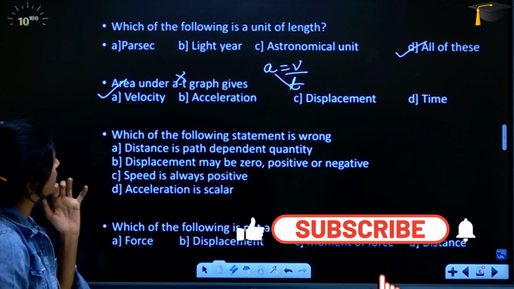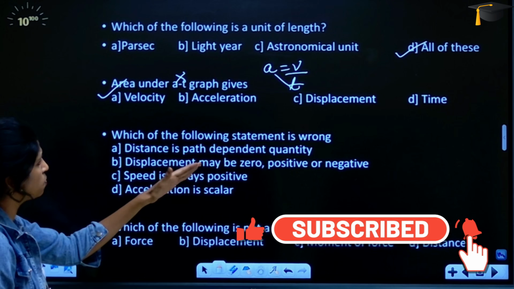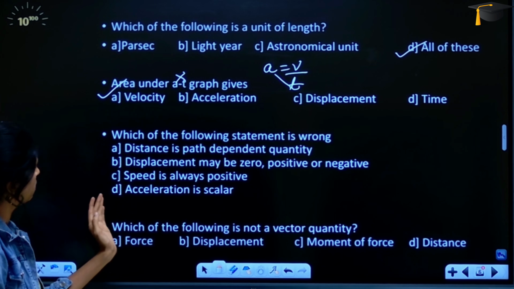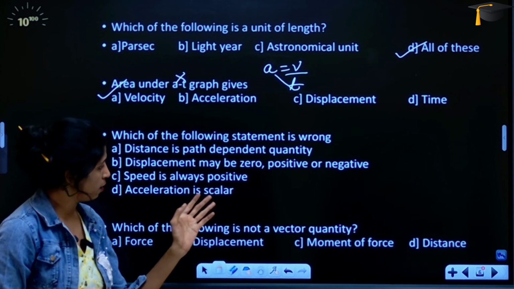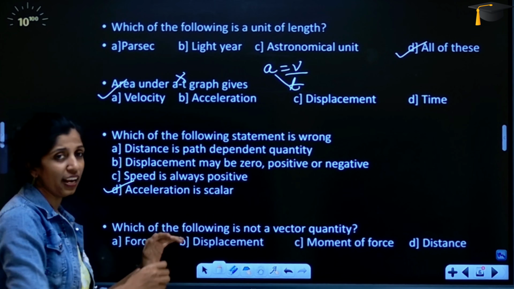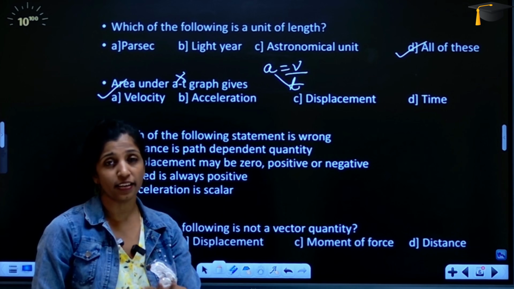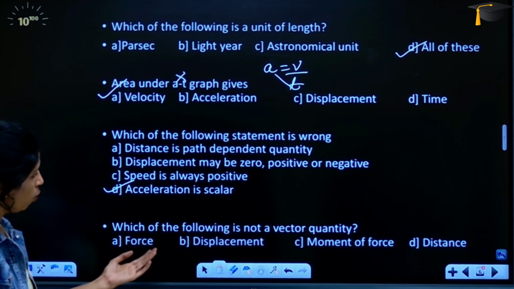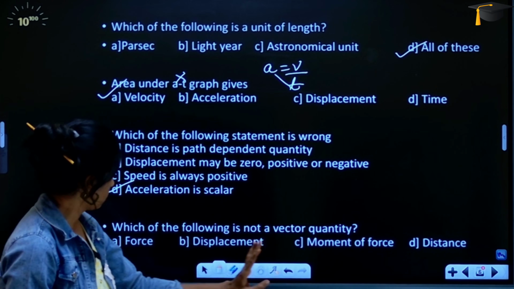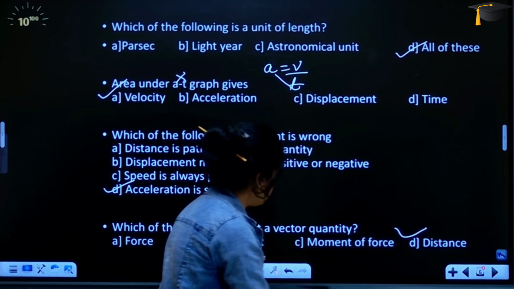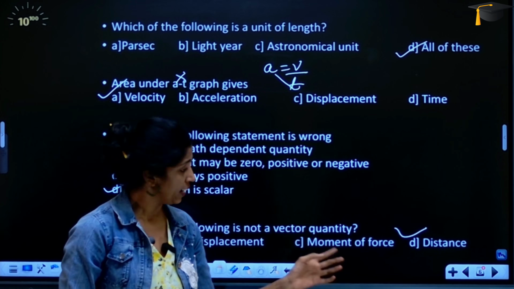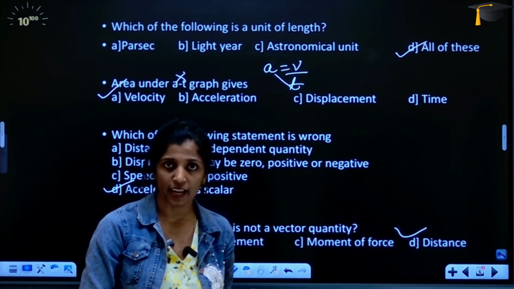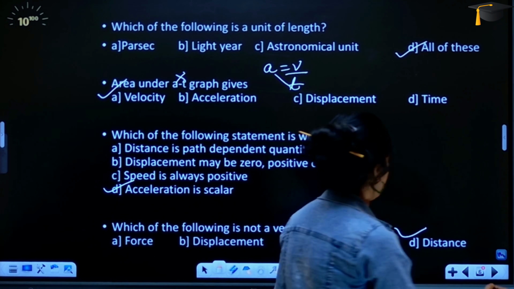Next, which of the following statements is wrong? Please look at the options. Distance is path dependent, displacement may be zero, positive or negative, speed is always positive, and acceleration is scalar. So very perfectly we can say that acceleration is scalar is the wrong option. Why? Because acceleration is a vector quantity. Next, which of the following is not a vector quantity? Force, displacement, moment of force, distance. Of course, the answer is distance, because distance is a scalar quantity, right? Which of the following is not a vector quantity means which of the following is a scalar quantity? Of course, distance will be the correct answer.